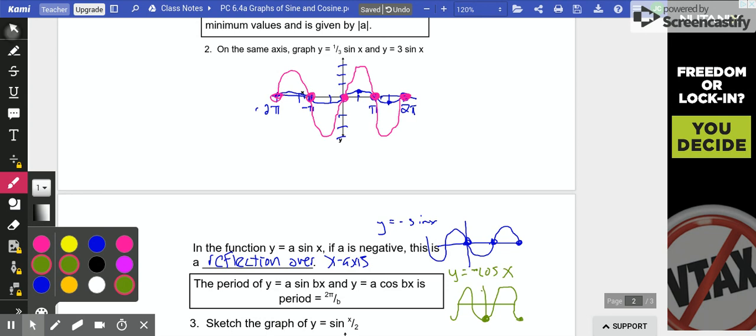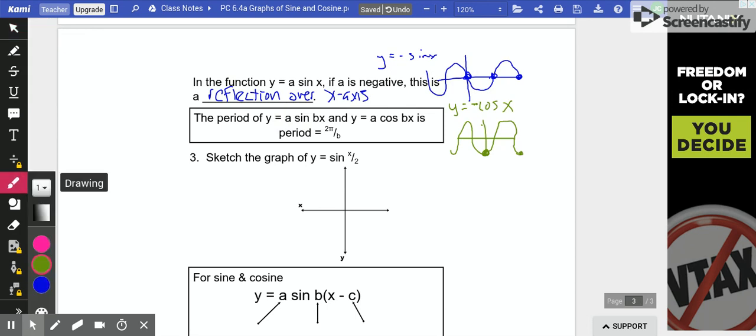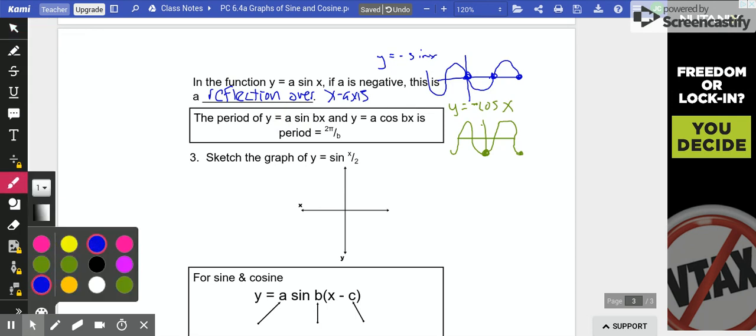All right, so let's take a look at our next transformation. Now we said normally the period of our function is 2 pi. We can change that as well. Okay, if you have a number right here in front of the x, either on sine or cosine, what that does is it changes the period. It changes how quickly it goes through a full cycle. So normally our period is 2 pi. If you have a number in front of the x, the period is going to be 2 pi divided by b.